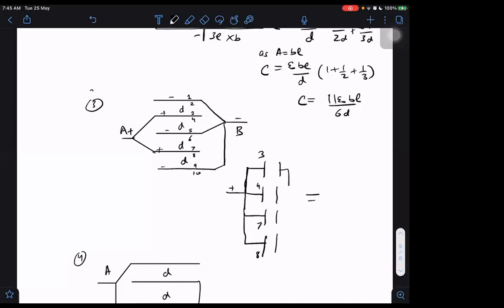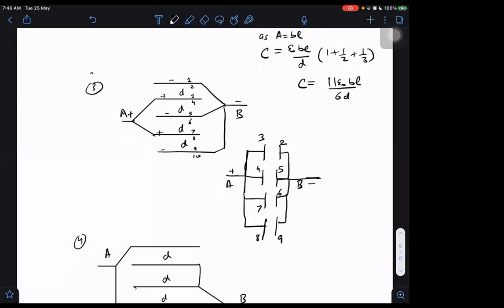Which is forming capacitance with 3? 2. 2 is in front of 3, and in front of 4 is 5. In front of 7 we have 6. In front of 7 is forming capacitance with 6. And in front of 8 we have 9. So this is A and this is B. This is how the connection is actually made.